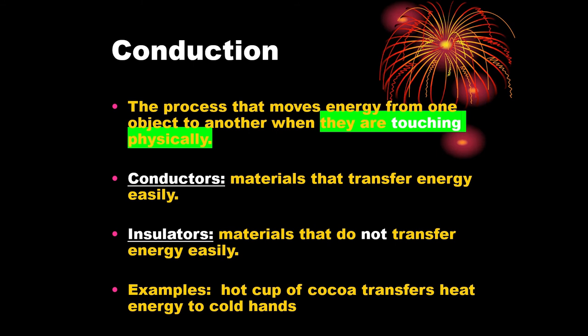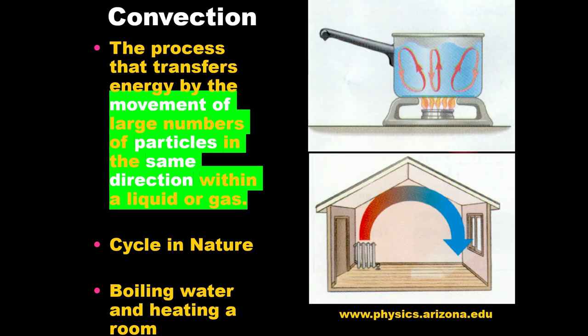That's conduction through touch. Convection transfers energy by movement of a large number of particles in the same direction within a gas or liquid. Sometimes you refer to this as fluids. A fluid is anything that flows, that can be a gas or a liquid. It's normally cyclic in nature, so boiling water and heating of a room is an example of convection. It's moving the gas or the liquid to heat the object.